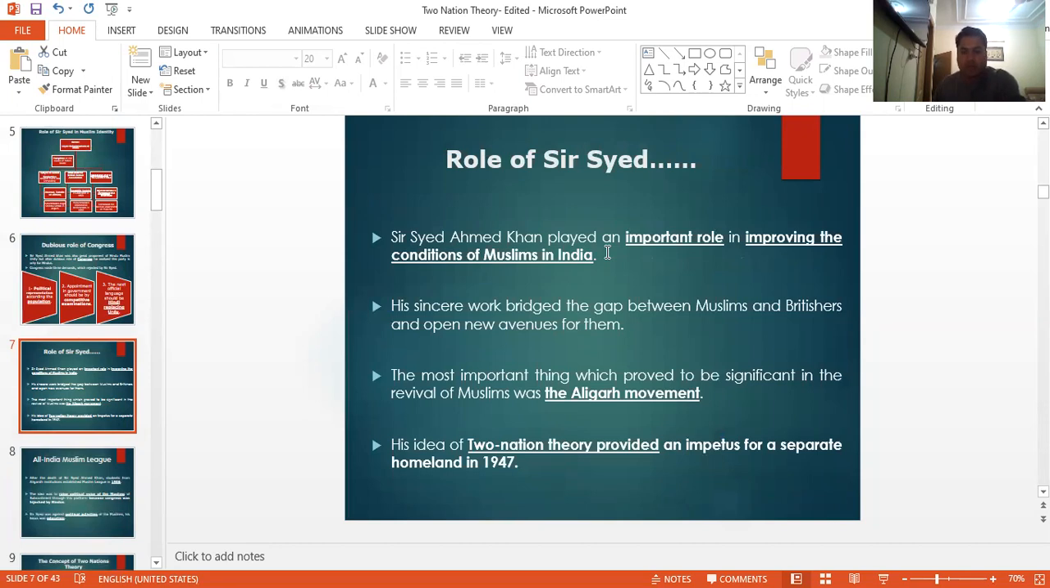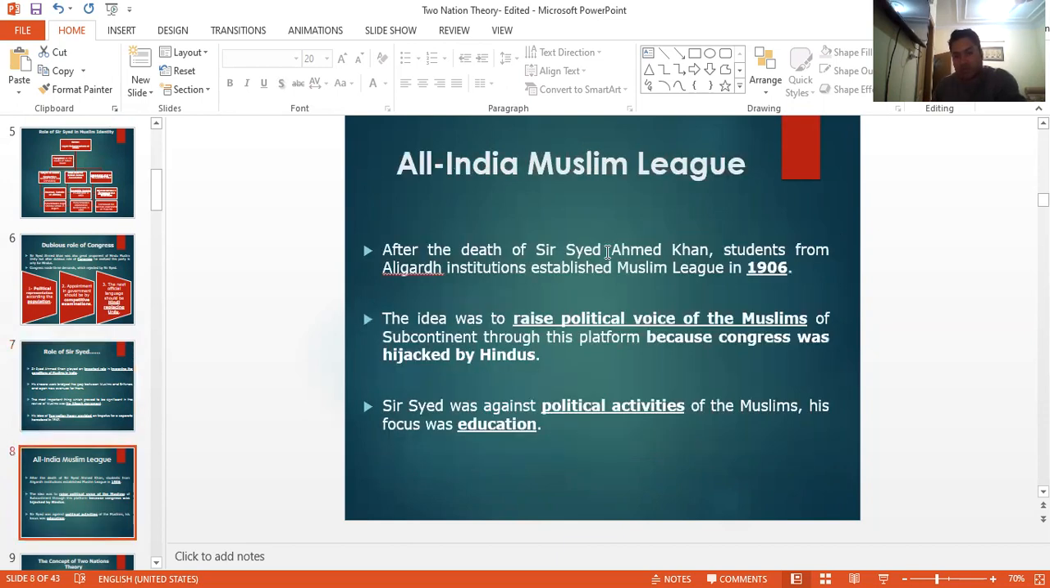And as I told you before, one of the institutions was Aligarh University, which was very important. From a college, it was established as a university, and from there the Aligarh movement started. And then you have seen that most of the leaders of the Muslim League also emerged from the same institution, which was established by Sir Syed Ahmed Khan. After his death, the students from the Aligarh institutions established the Muslim League, as we all know. And the Muslim League was established just to raise the political voice of the Muslims in the subcontinent.